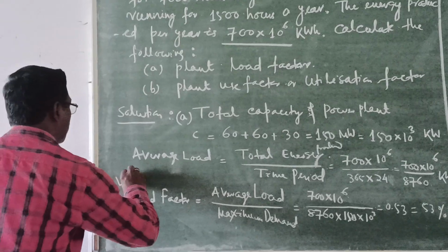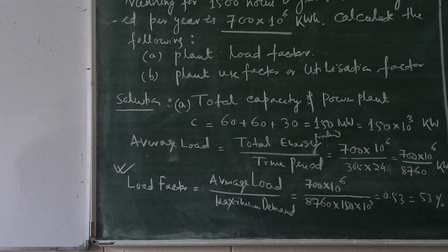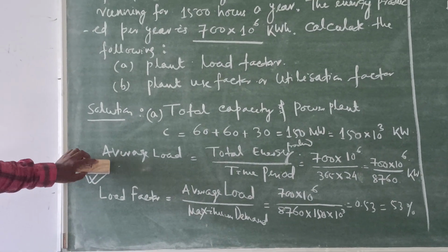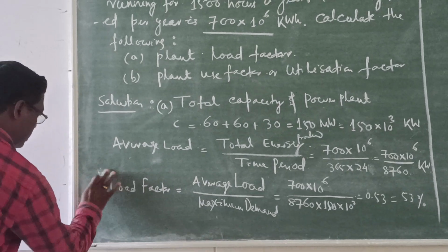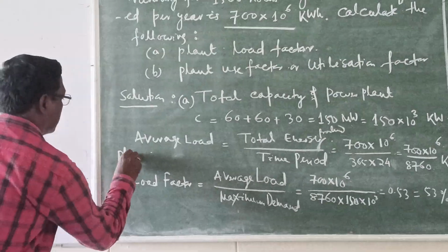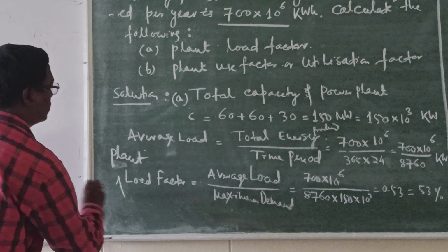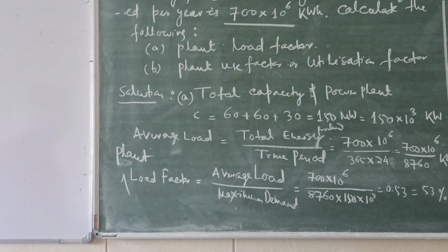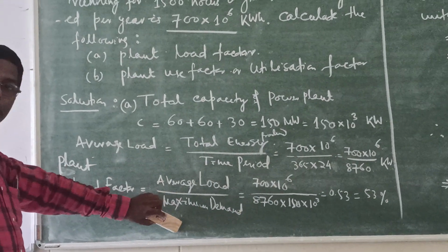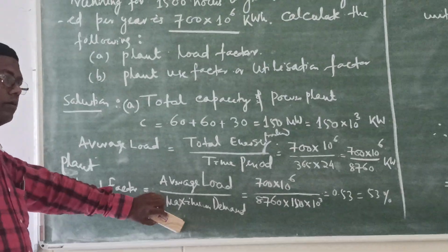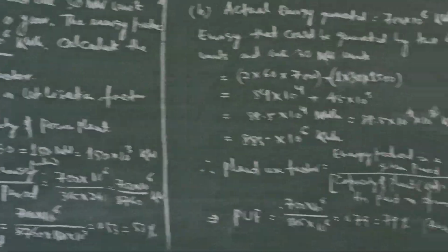So this load factor is your plant load factor, which is average load divided by maximum demand. Next we have to find out the plant use factor.